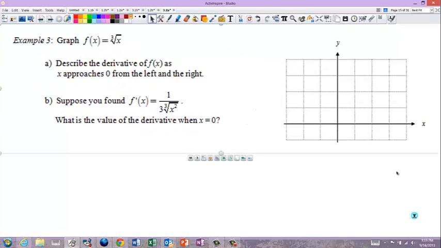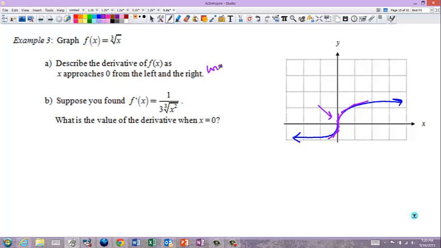Okay, it says graph the cube root of x. That's the swimmer man. He looks like this. Describe the derivative of f of x as x approaches 0 from the left and the right. Well, as I get closer and closer, if I were to draw tiny little tangent lines, it would do this, and then it would do that, and then all of a sudden, at 0, the tangent line is vertical. At a vertical tangent, what's the slope of a vertical line? It's undefined. So you cannot have a derivative at a vertical tangent line.